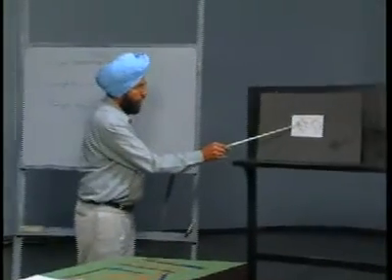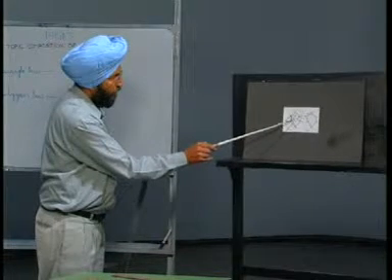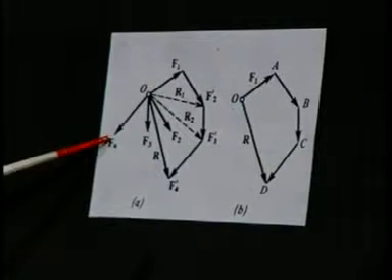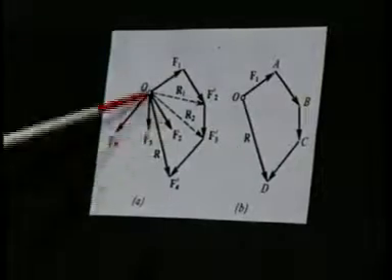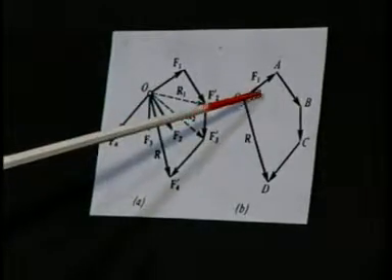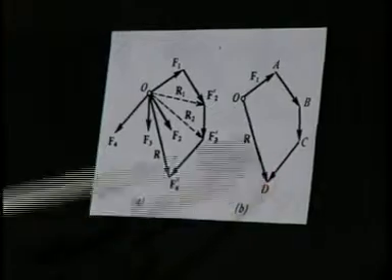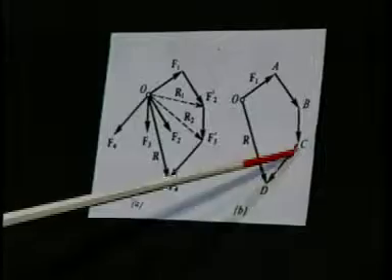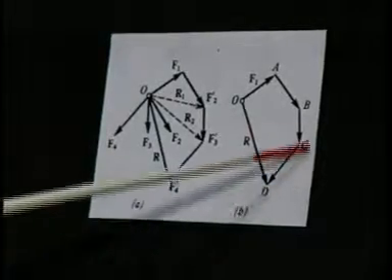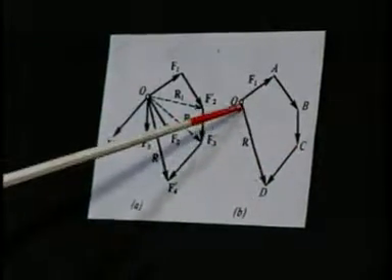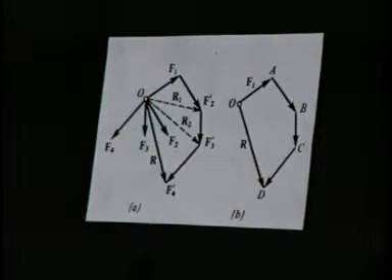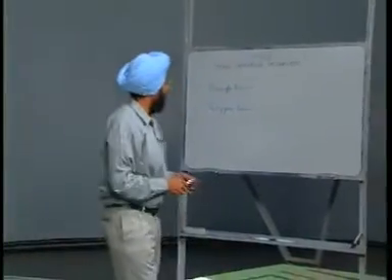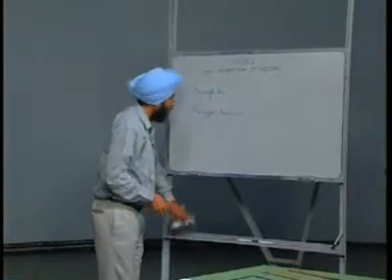Here we have a number of vectors F1, F2, F3, F4. We are to add these vectors. If we have a polygon of O, A, B, C, D, this will remain an open polygon. The closing side O D represents the resultant. For the polygon law, we have a corollary.